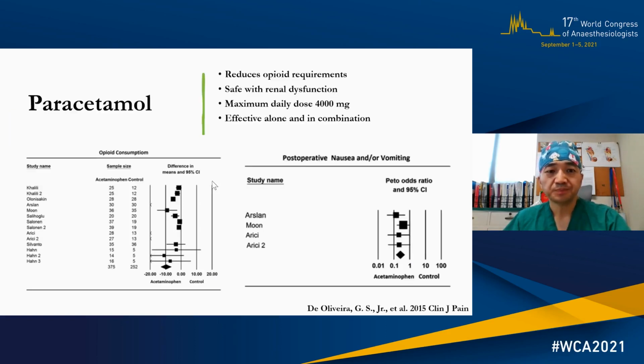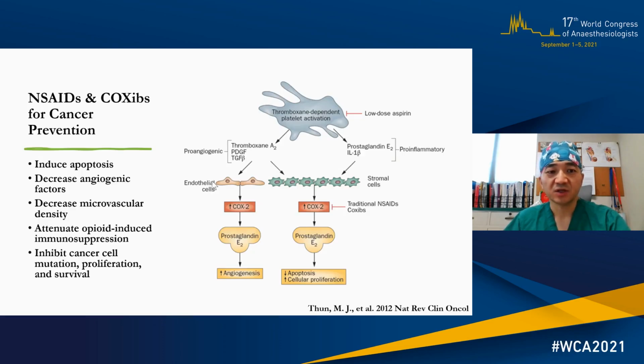Paracetamol may be well known for its opioid-sparing effects. It's very safe, even with a maximal daily dose of 4 grams. And NSAIDs and COX-2 inhibitors are also very popular stars in multimodal analgesia for ambulatory patients. Besides, they may also inhibit tumor cell proliferation. But up to now, all these results are mostly from basic research.